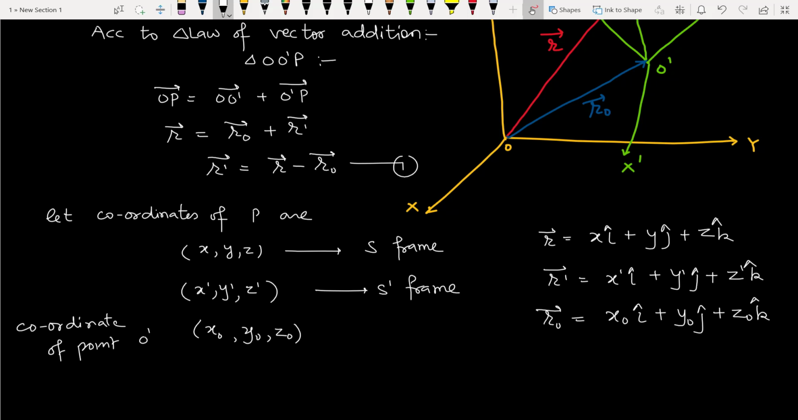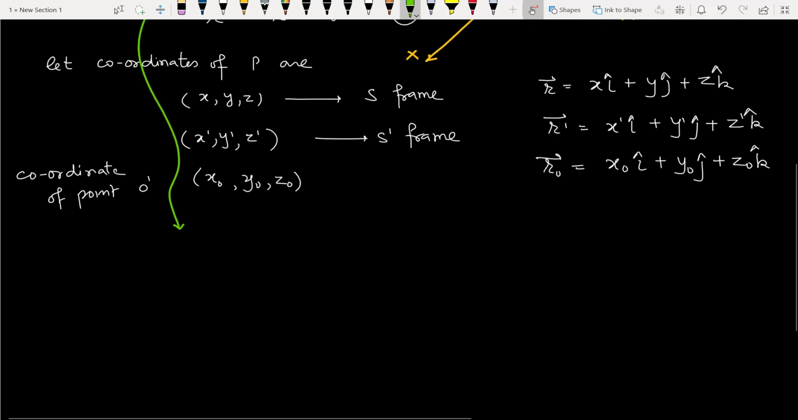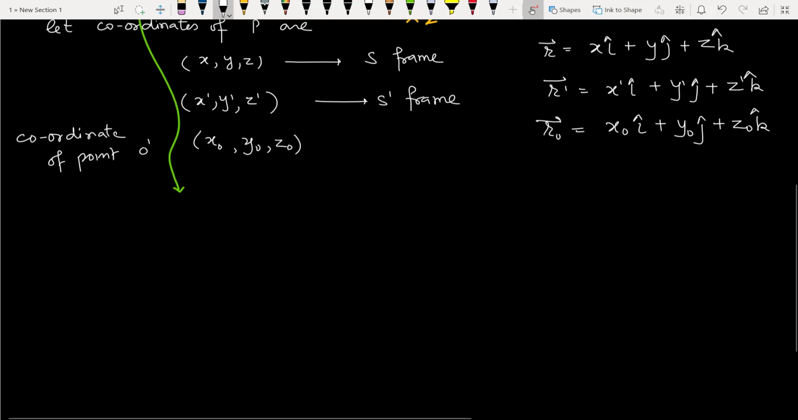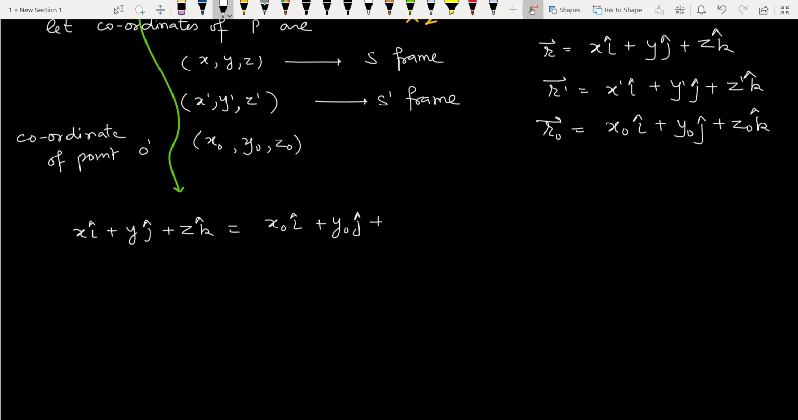So if we substitute these values in this equation, what we get is x i cap, y j cap, z k cap equal to x naught i cap, y naught j cap, z naught k cap plus x dash i dash, here i dash because it is in S dash frame, and i dash, j dash, k dash are the unit vectors in S dash frame.